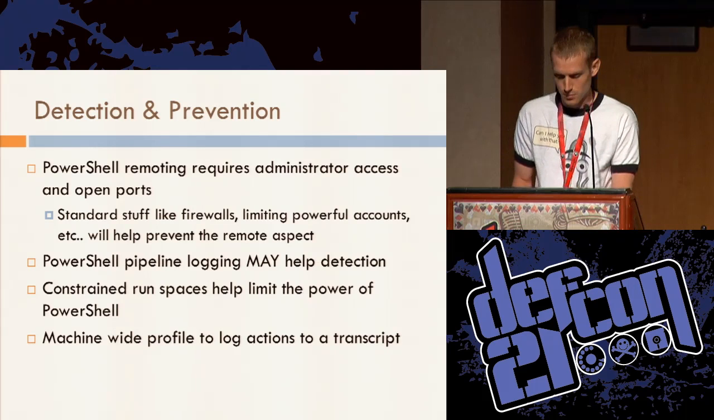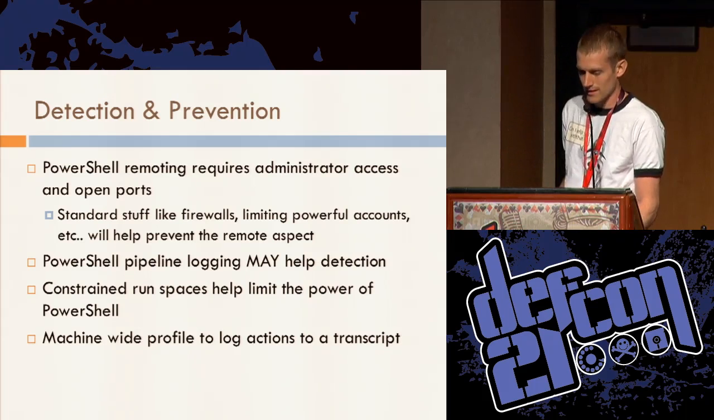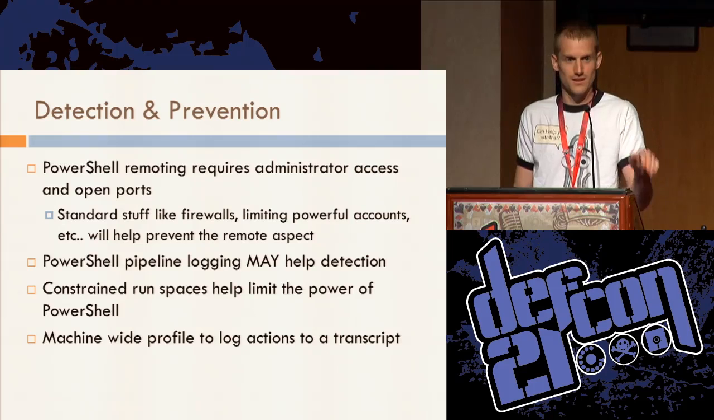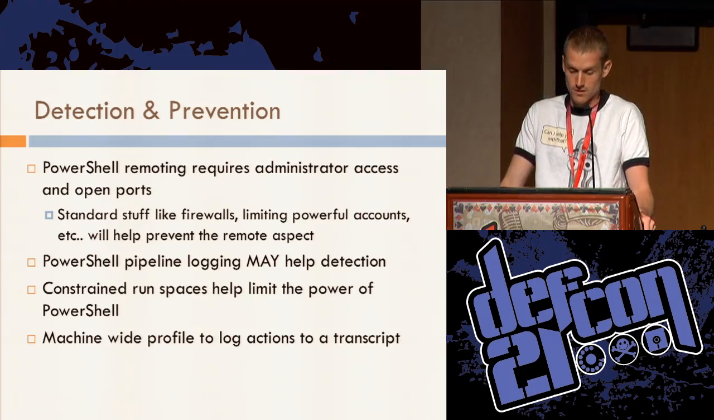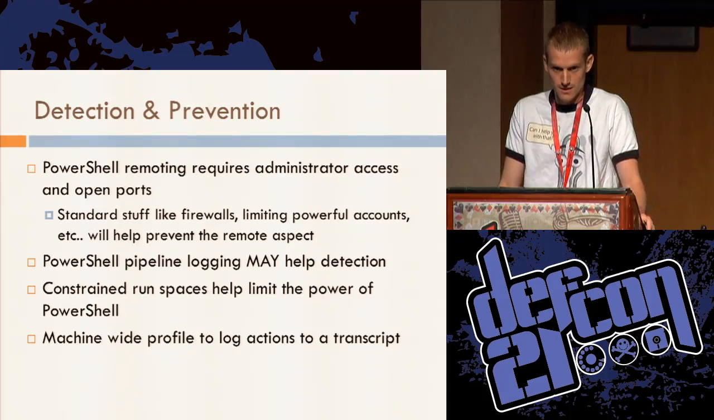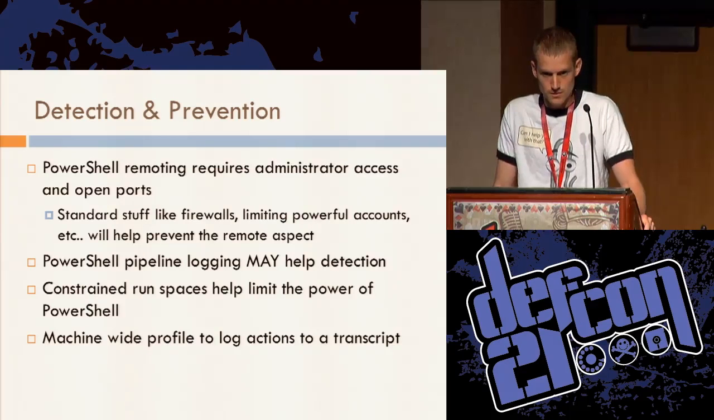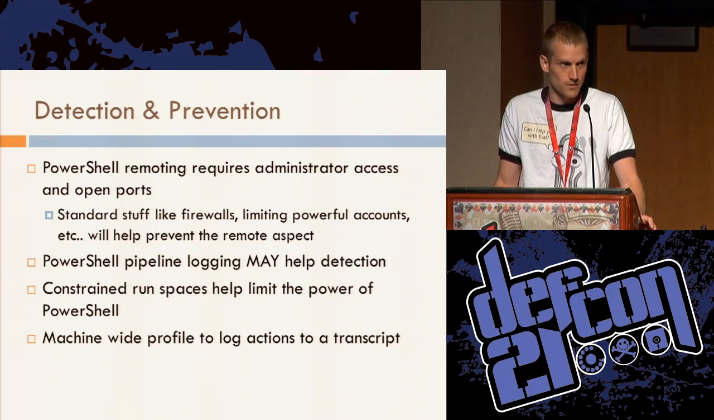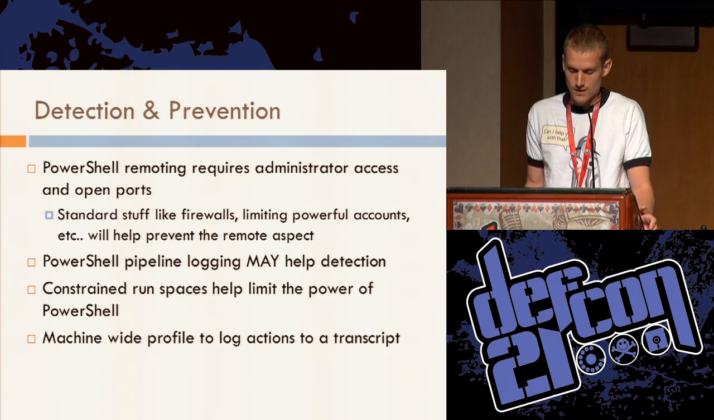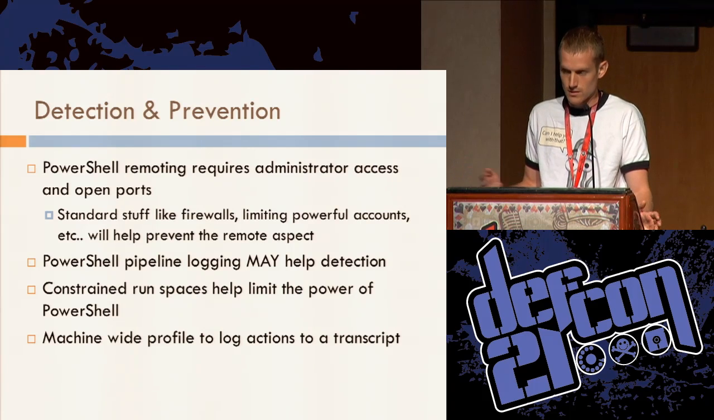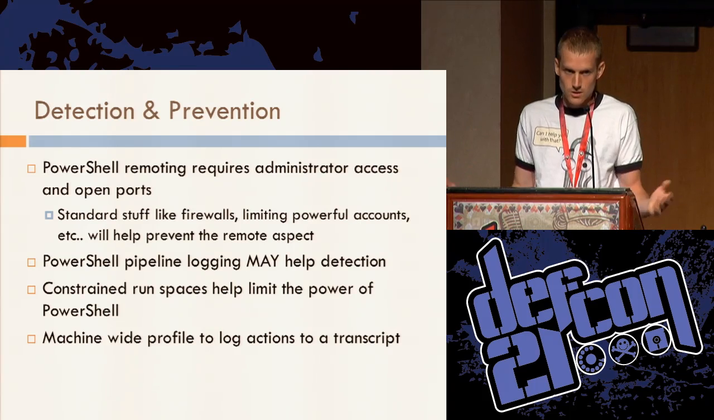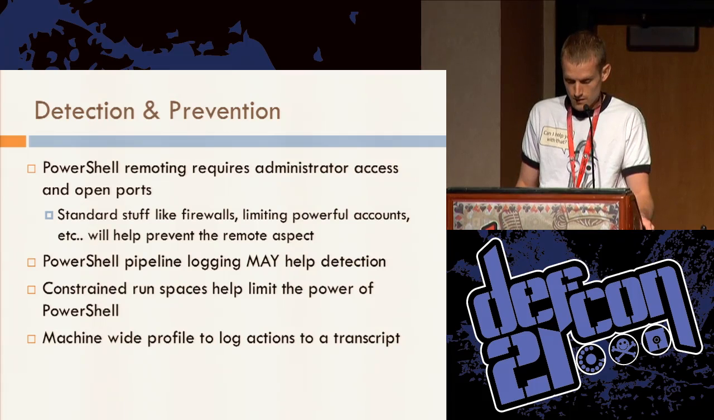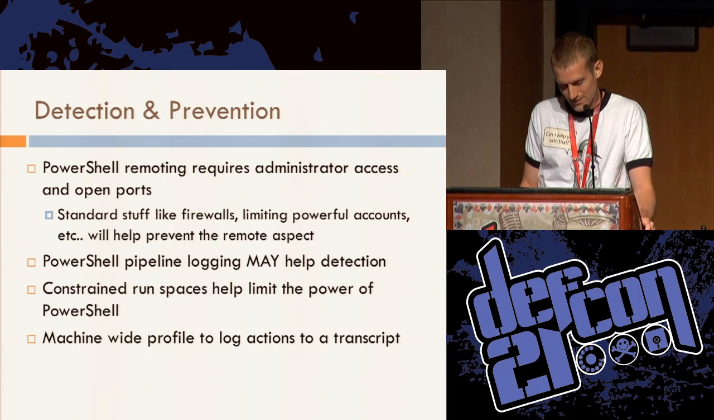Okay, so the obligatory detection and prevention slide. There's not a whole lot to say here. PowerShell remoting requires administrator access and it requires open ports. So if you don't want someone to do this, then don't let them have admin access on really sensitive servers of yours, and don't let them have network connectivity to really sensitive servers of yours. Standard stuff like firewalls, limiting powerful accounts, right? Like lock down your accounts, make sure that I can't just remote PowerShell into every server from any server. And it helps defend against this. Of course nobody does that, but maybe some people do that.